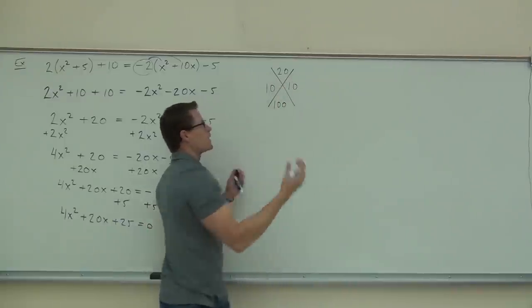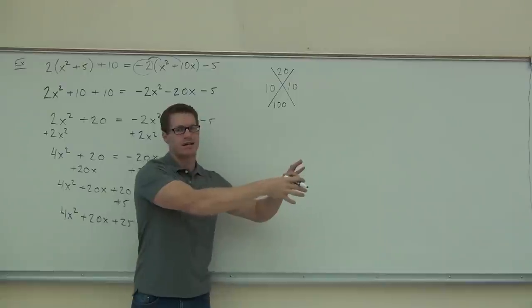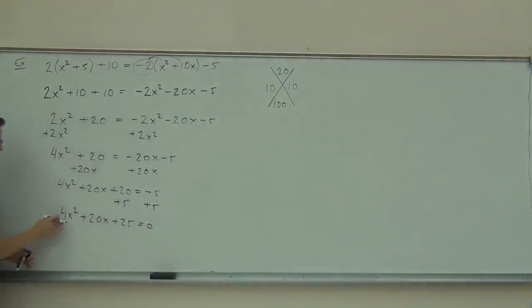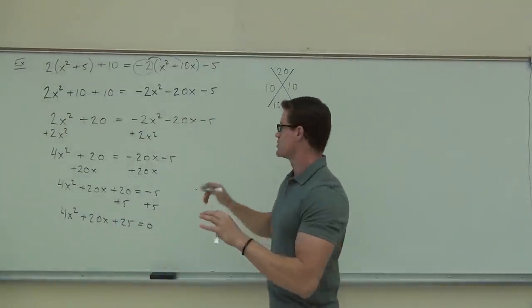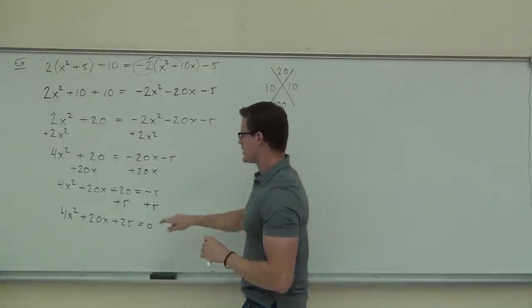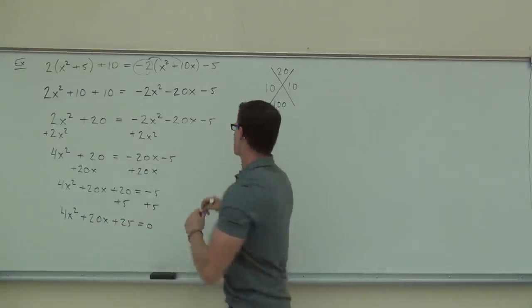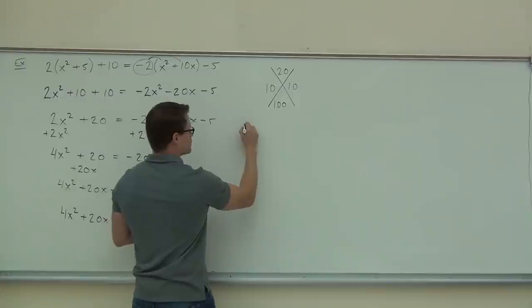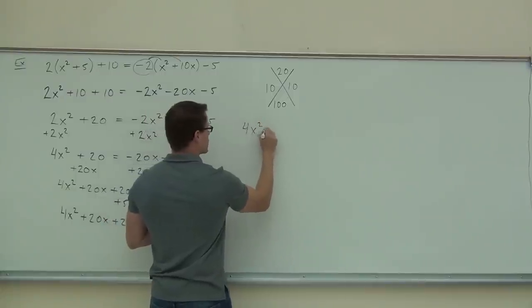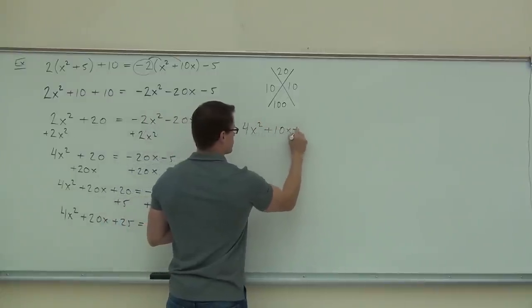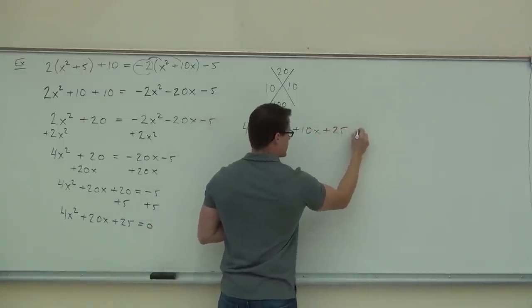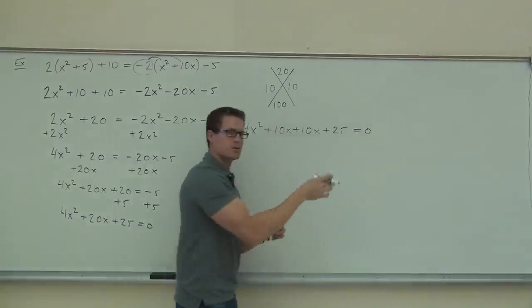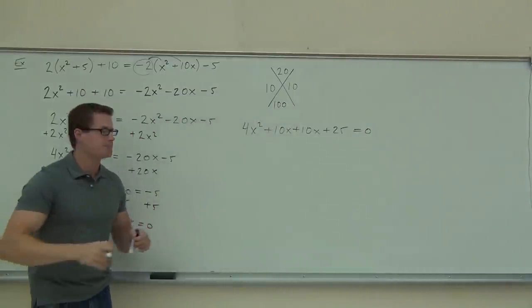Good. Now, of course, we just talked about this, but you can't go directly to x plus 10, because this 4 is messing us up. That means we have our extra step. If you don't remember, the extra step says you use these 2 numbers to split up this middle term and write it as a 4-term polynomial. So 4x squared plus 10x plus 10x plus 25. And then we also have it equal to 0. Don't forget about the equal to 0. It is an equation. We can't lose that.